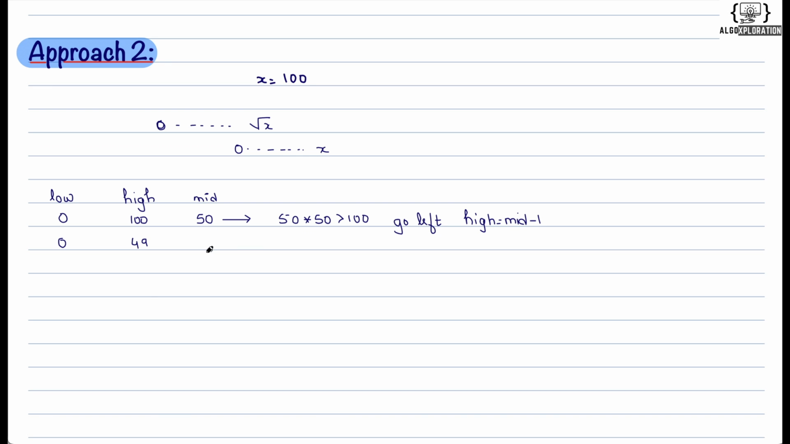Now the mid will be 24. Okay, so 24 cross 24, again it is much greater than 100. So again I have to go to the left hand side and I have to do high is equals to mid minus 1. So this will be 23, this will be 0. So 0 plus 23 whole divided by 2, it will be 11.